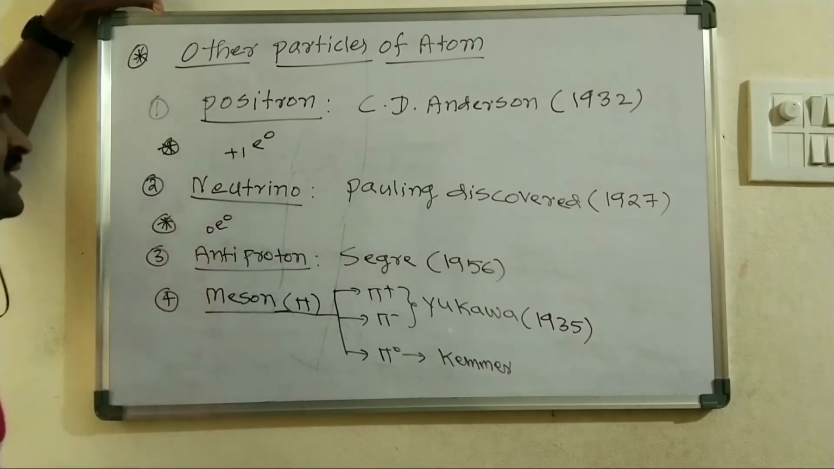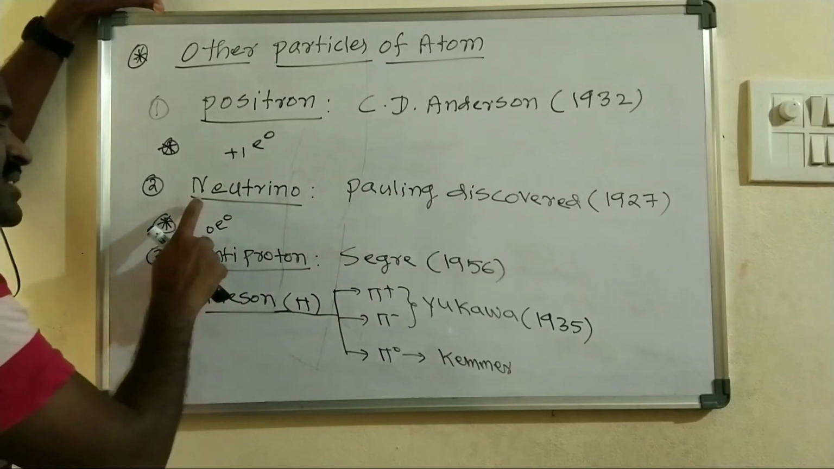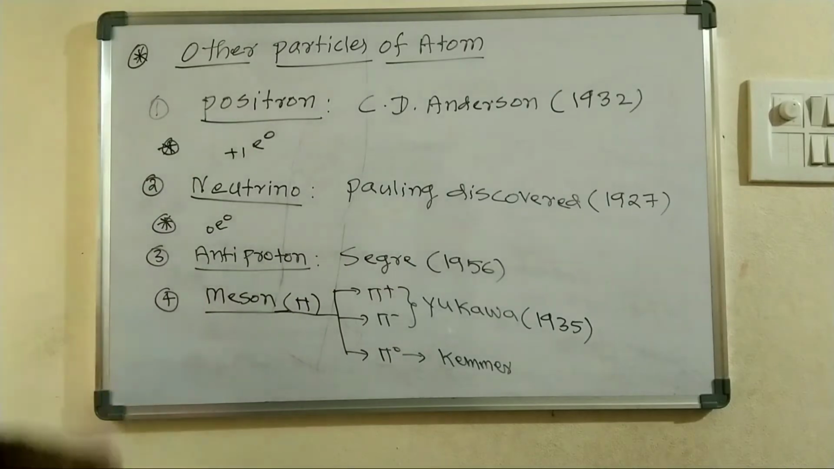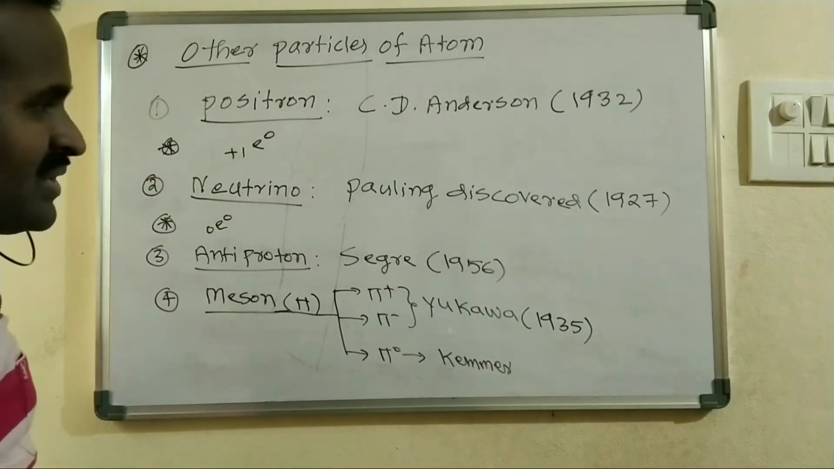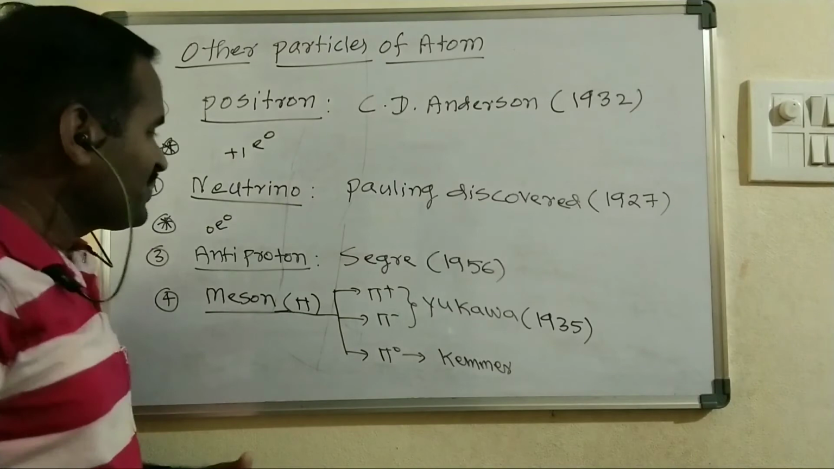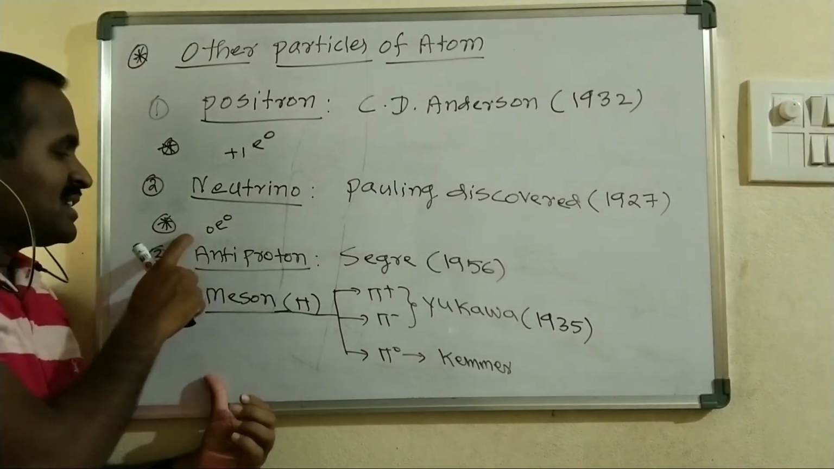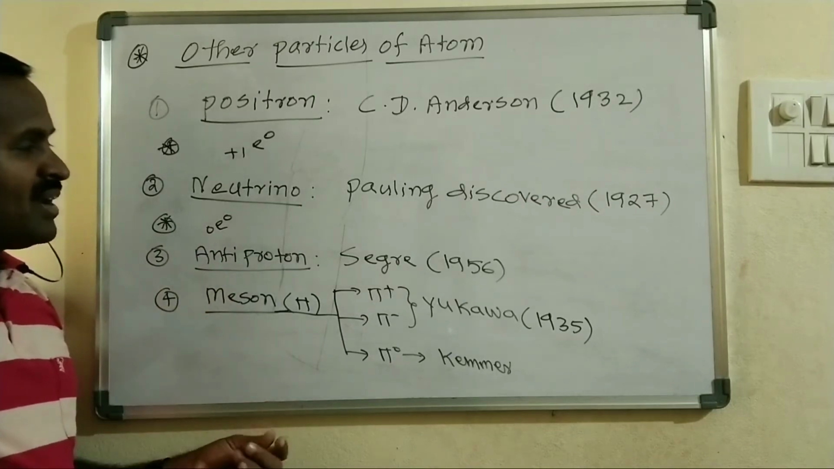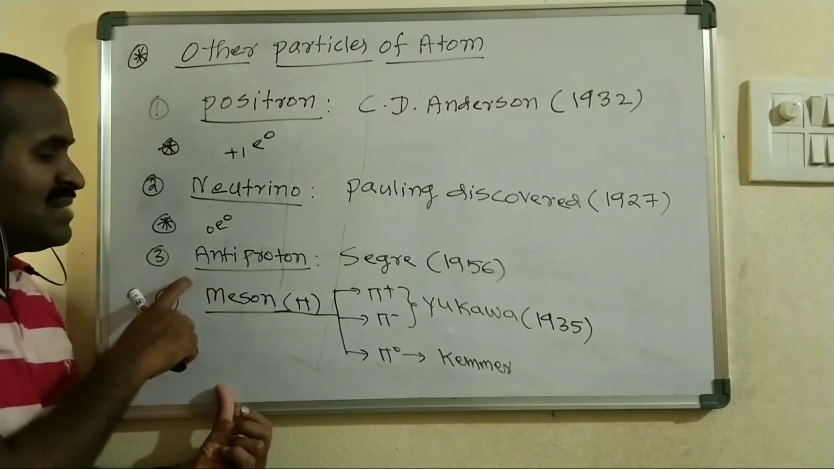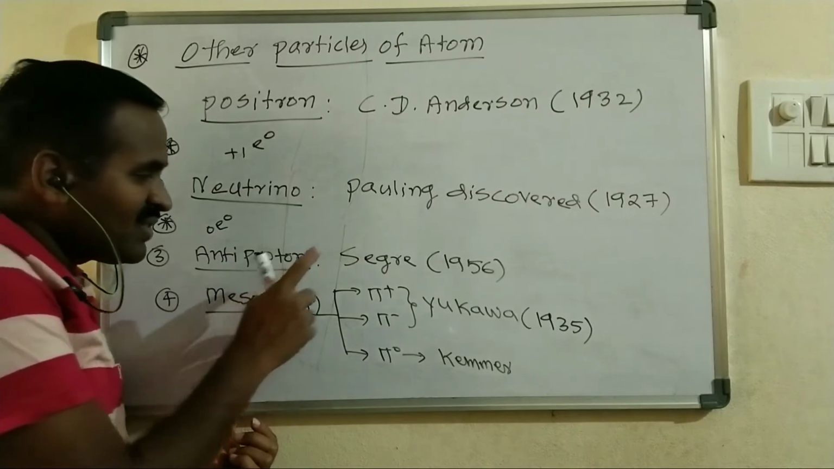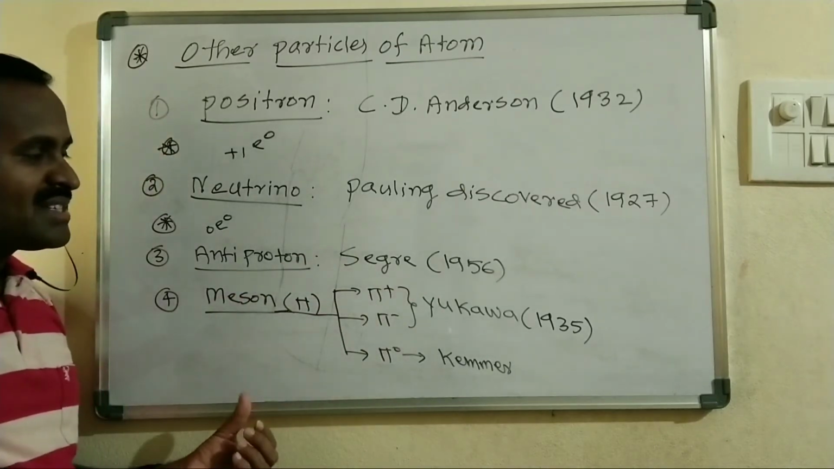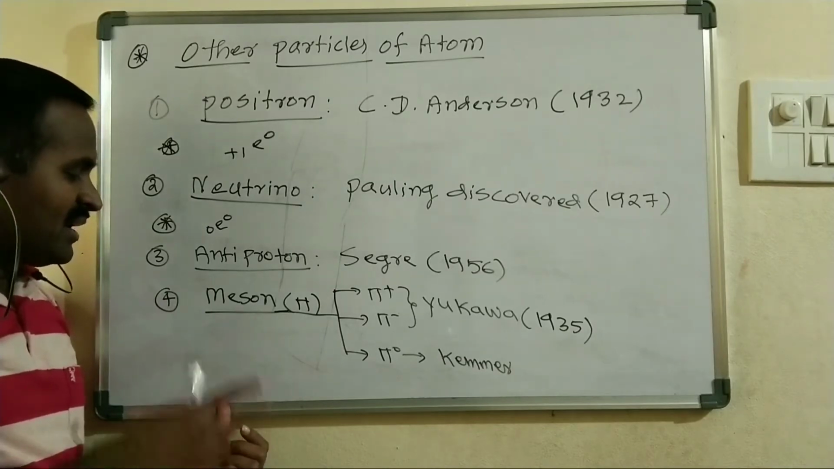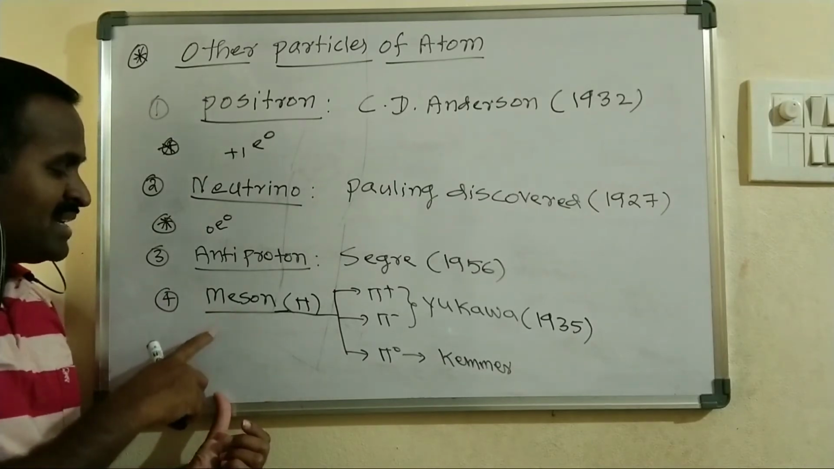The next particle of an atom is the neutrino, discovered by Pauli in the year 1927, and it can be represented by the symbol 0E0. Another particle is the antiproton. This antiproton was discovered by the scientist Segre in the year 1956. Another particle of an atom is the meson.